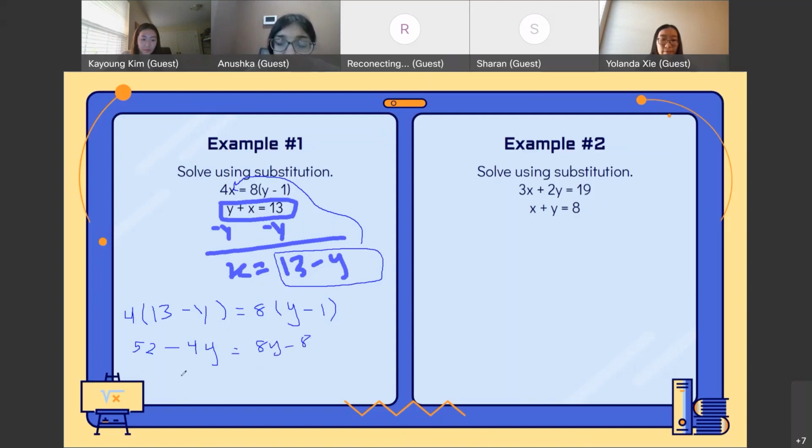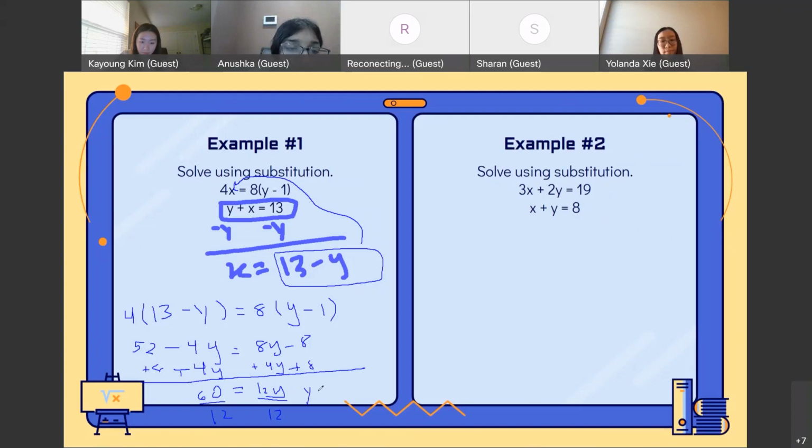And then you can add 4y to both sides and add 8 to both sides. Then you get 60 equals 12y. Then you divide both sides by 12, and then you get 5 equals y.